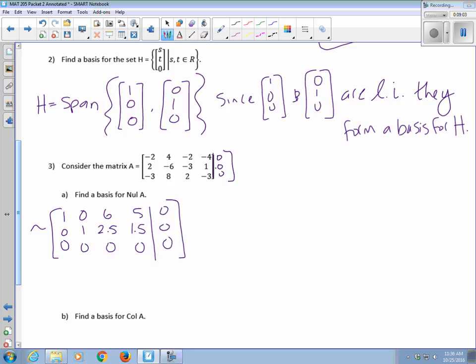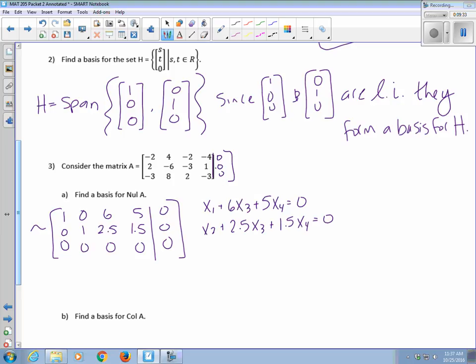Okay, so then we translate these to equations. This says x1 plus 6x3 plus 5x4 is 0. And x2 plus 2.5x3 plus 1.5x4 is 0. It's just the two equations because my last row is all zeros. x1 and x2 are my only basic variables. Everything else is free.